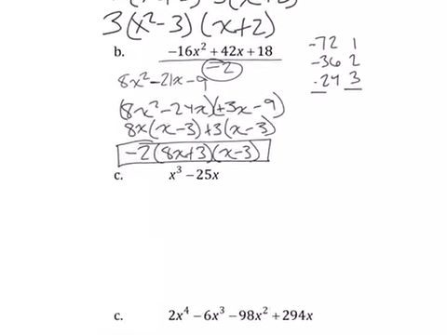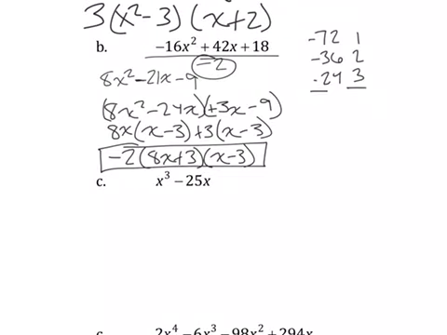Oh, it looks like there's two C's on there. That's all right. I've got x to the third minus 25x. Okay, well, immediately I can take away one of those x's, right? So let's do that. Let's take away an x. I'm going to have x squared minus 25.